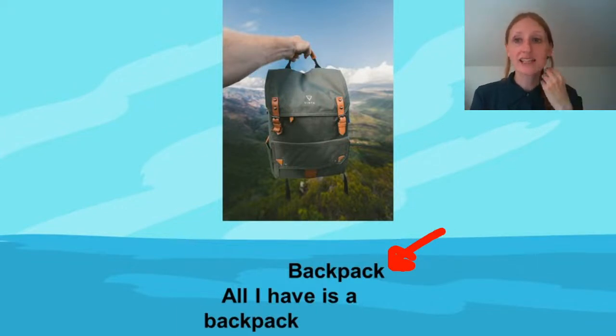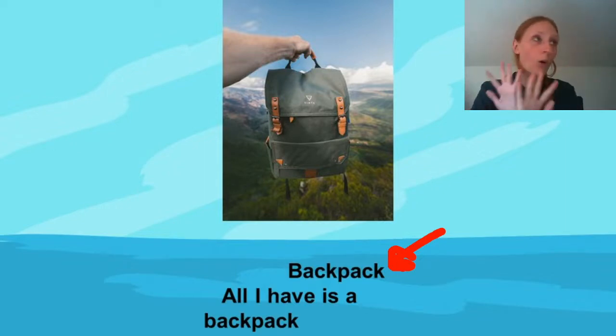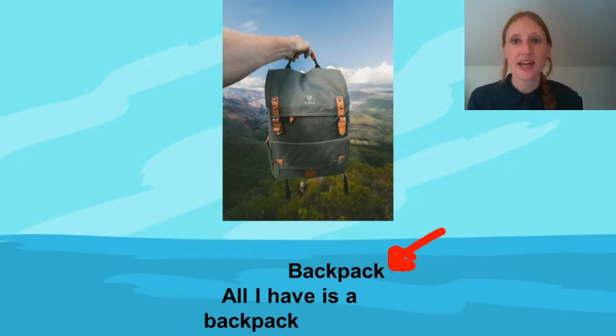So if somebody asks, where's your luggage? You can tell them, all I have is a backpack, like only a backpack, nothing else. And people will understand that it's a bag that you have with you and that you have nothing else.